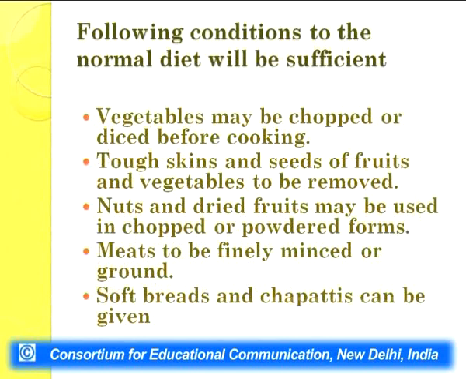Then certain conditions are required for the normal diet to be sufficient. For example, vegetables may be chopped or diced before cooking. Tough skins and seeds of fruits and vegetables should be removed. Tough skins will take a very long time in cooking, so they should be removed. Seeds of the fruit should be removed, and from the vegetables also the seeds should be removed. Nuts and ripe fruits, if they are required, may be used in chopped or powdered forms. Meat should be finely minced or ground. Soft breads and chapatis can be given.